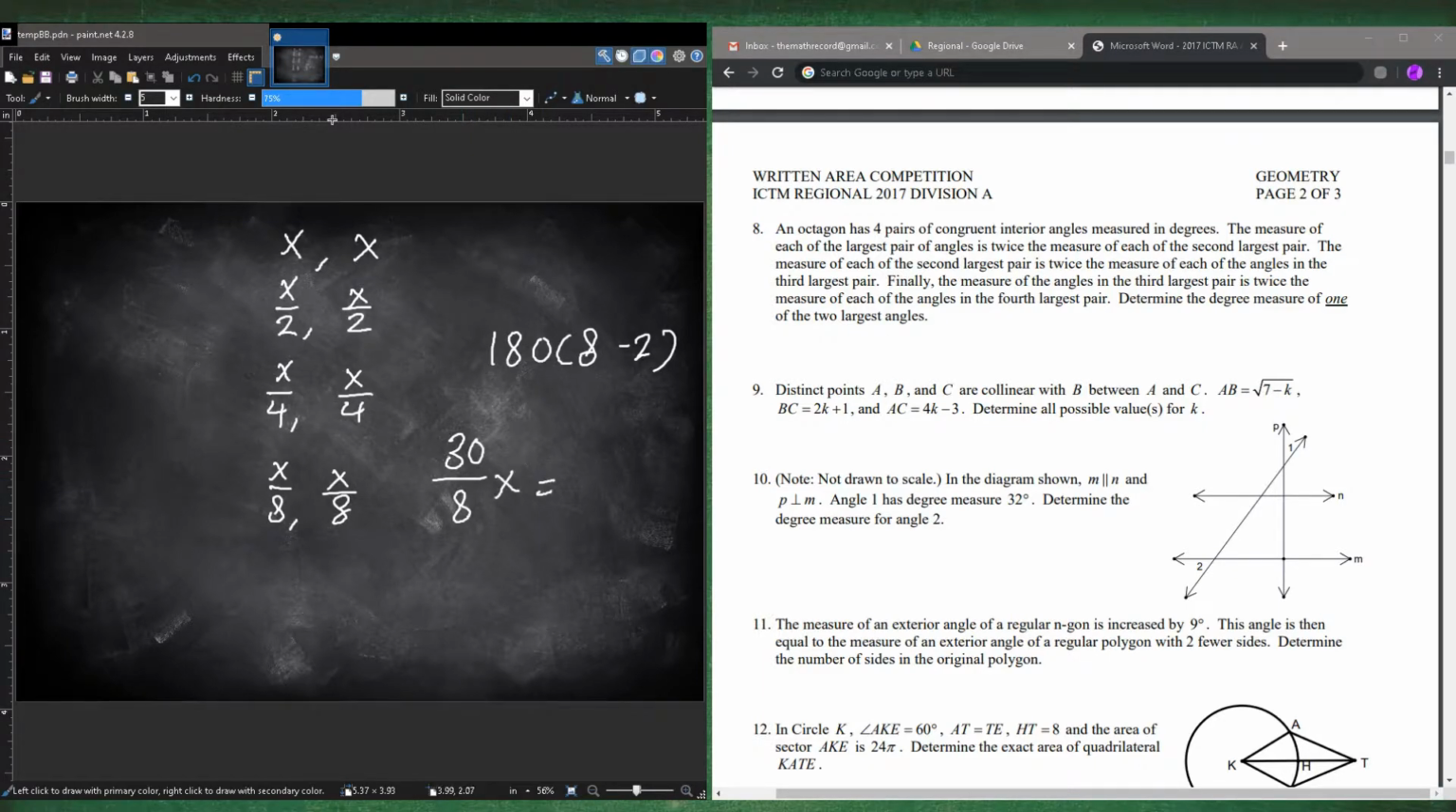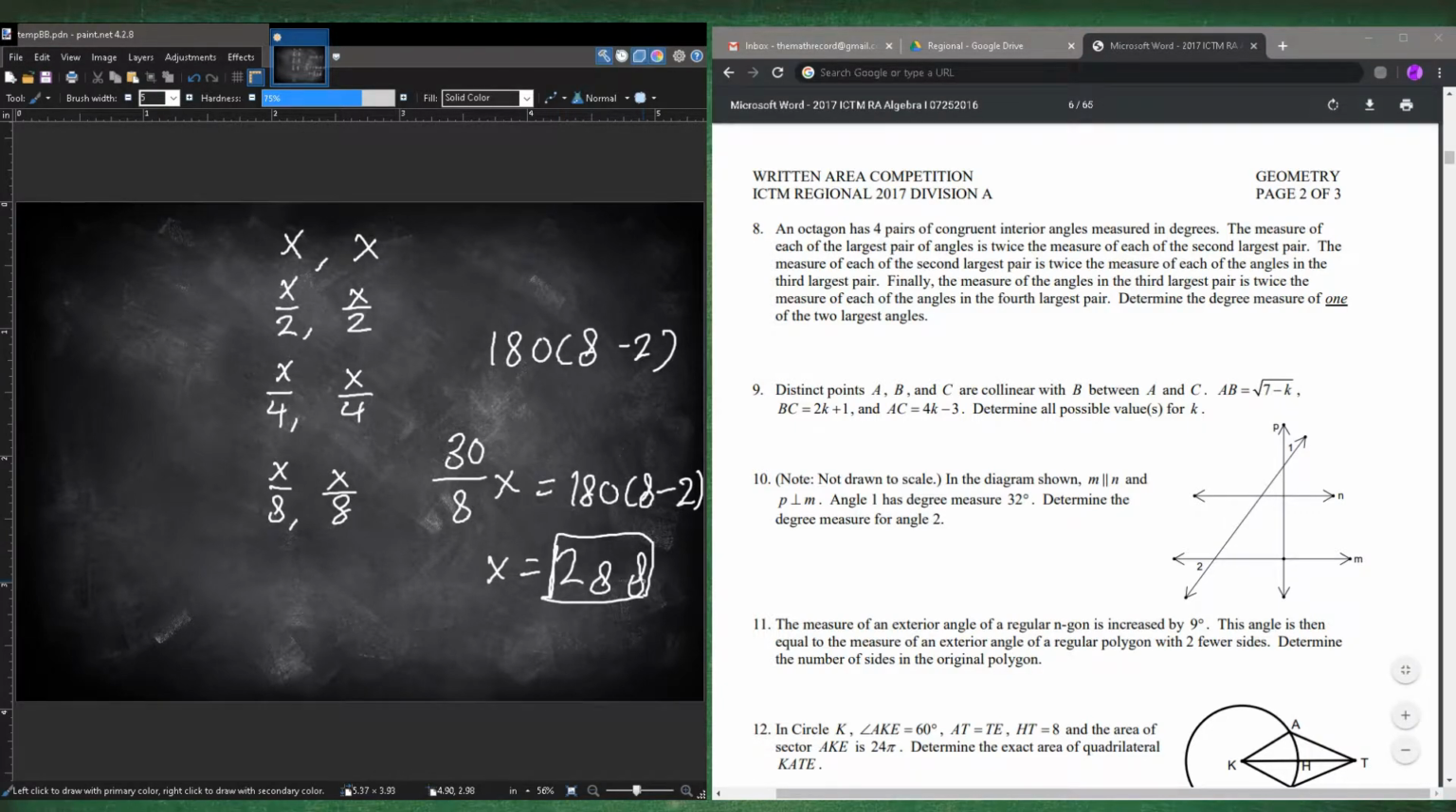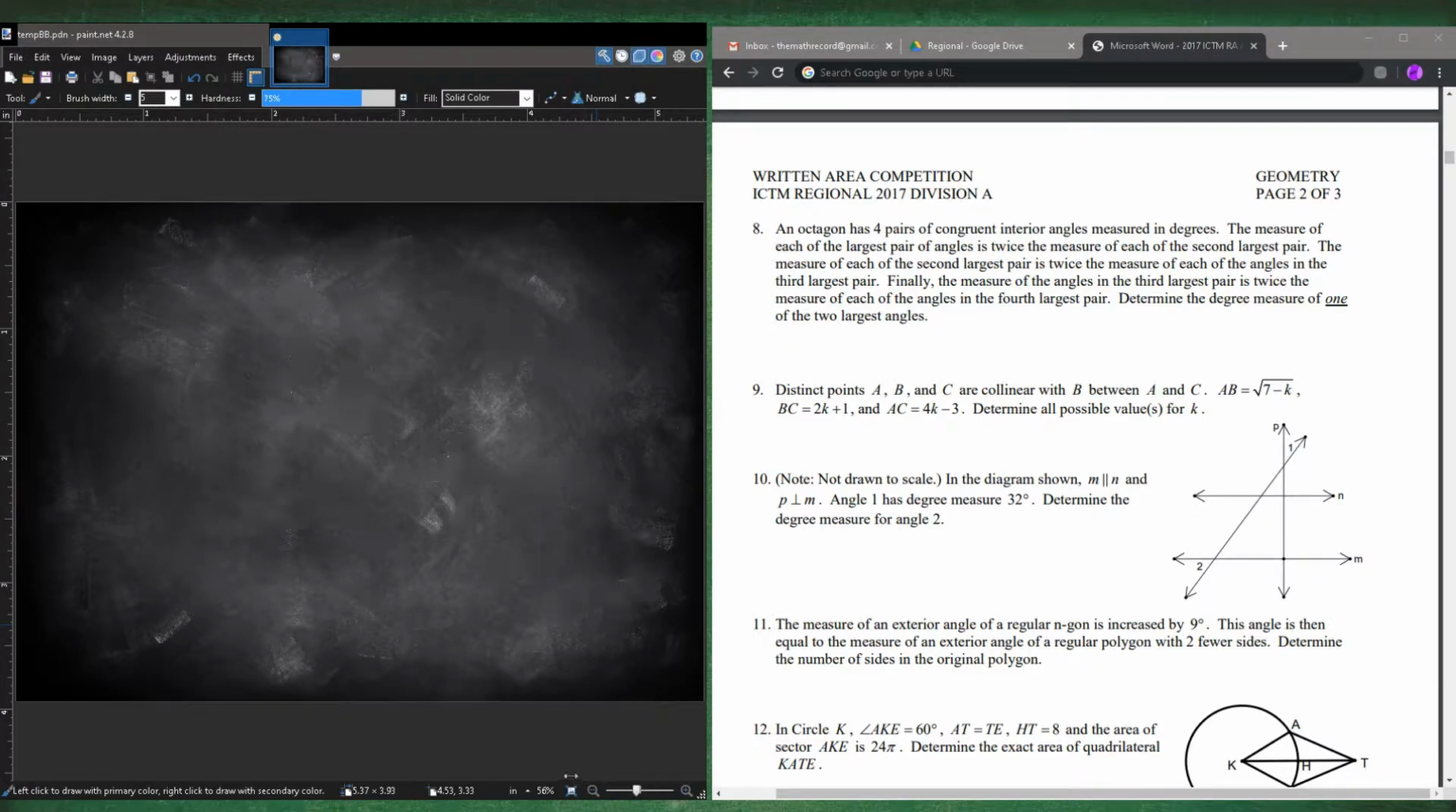And then that's x is equal to 180 times (8 minus 2), right? So our x is equal to, using your calculator, because we can save time that way, 8 minus 2 is 6, 6 times 180, and then times 8 divided by 30. And we get an x that's equal to 288. So our answer for 8 is 288, because that's what we need to solve for, x. Okay.